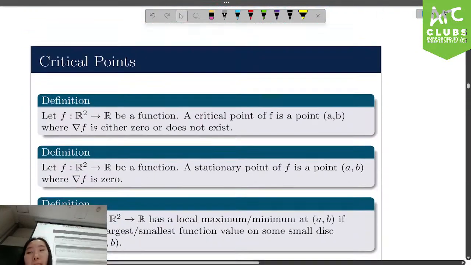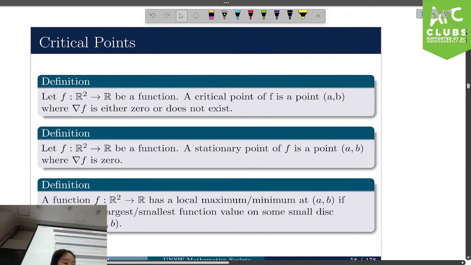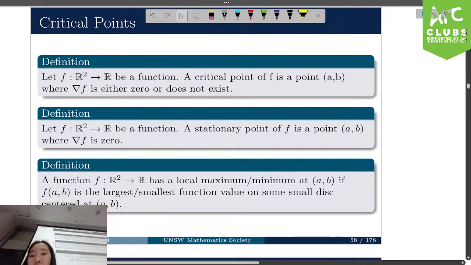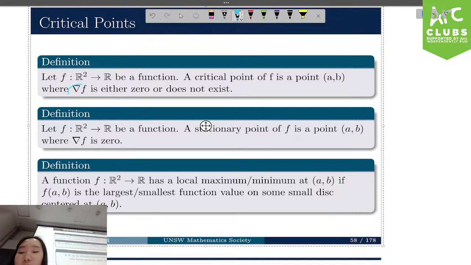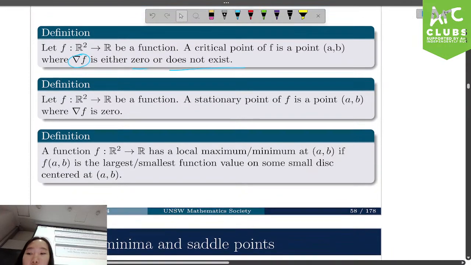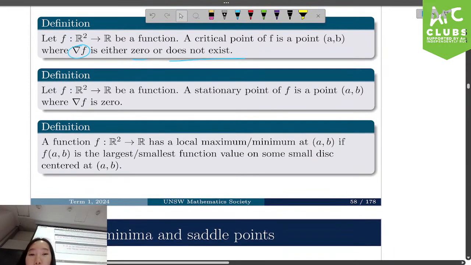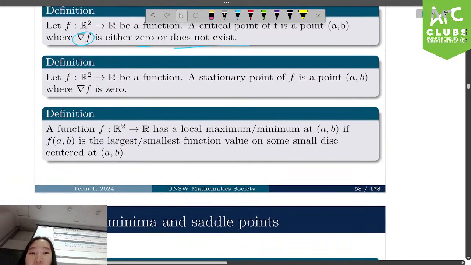Okay. We have the critical points. Definition: let f be a function. A critical point of f is a point (a, b) where ∇f is either 0 or does not exist. Our ∇f, our gradient, is either 0 or does not exist. Okay, so a stationary point of f is a point (a, b) where ∇f is 0.